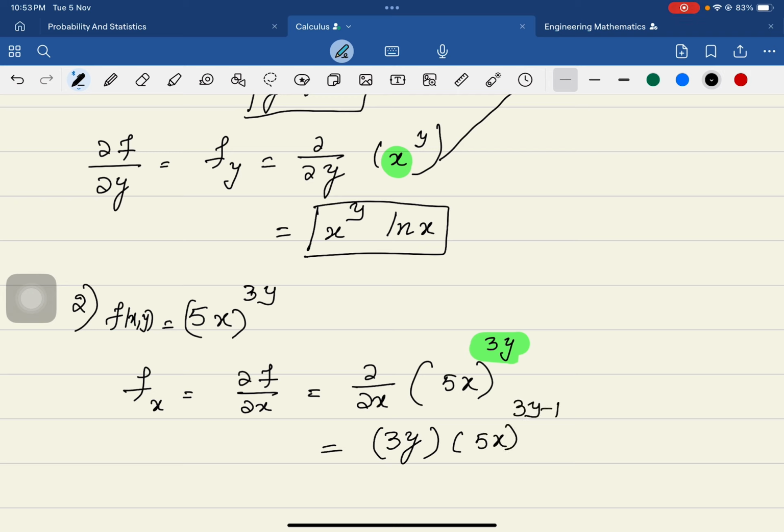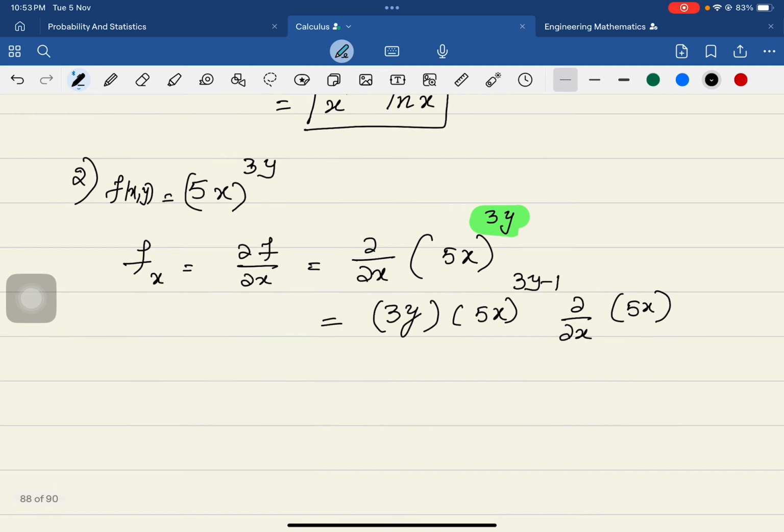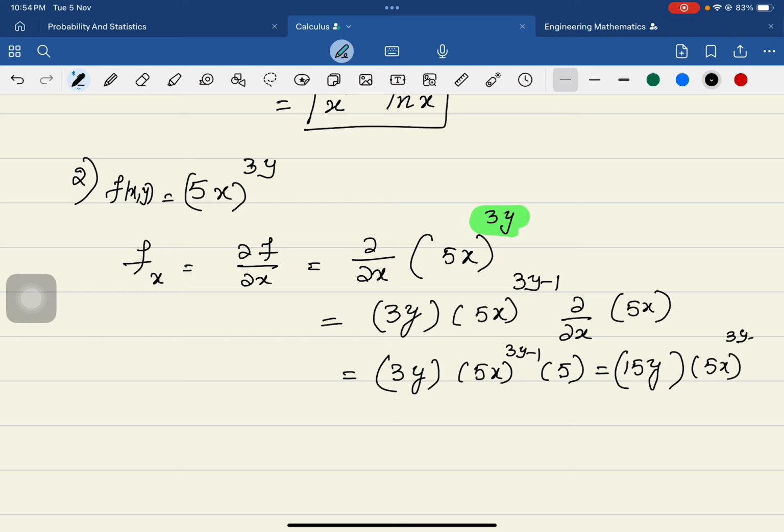Now you have to use the chain rule. What is the partial derivative of 5x? That is what you have to use by using the chain rule. That is 3y times 5x power 3y minus 1 into the derivative of 5x, which is 5. Done. So the value is 5 into 3, which is 15y times 5x power 3y minus 1.